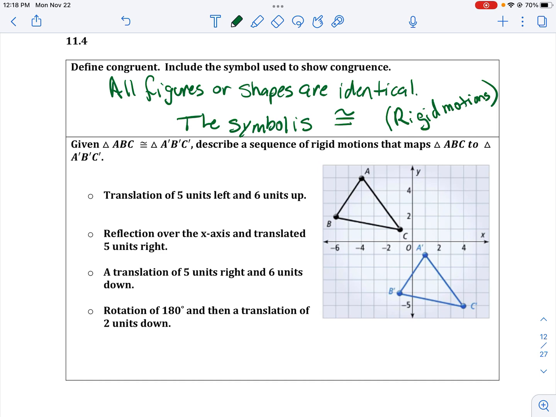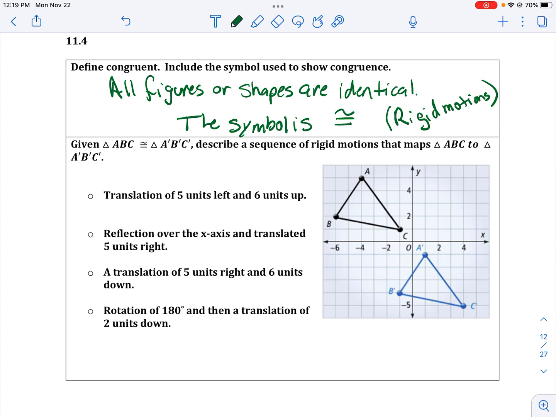In this section, we're going to be discussing rigid motions, which is a combination of the three types of transformations that we have already learned about: translations, rotations, and reflections. So first we need to know what it means to be congruent.